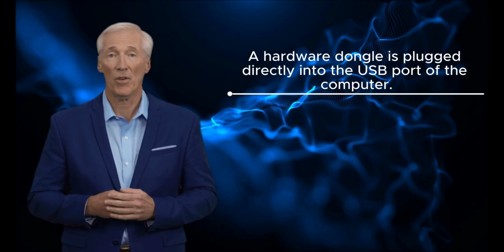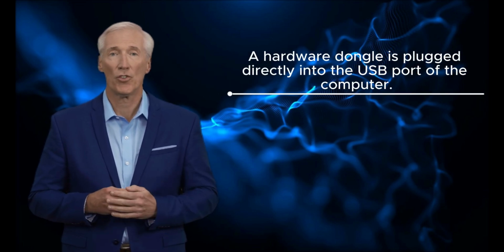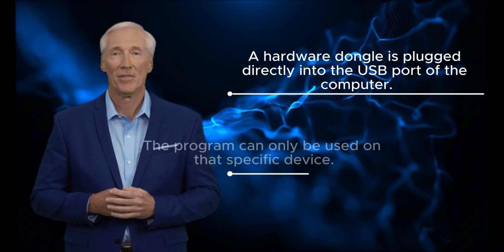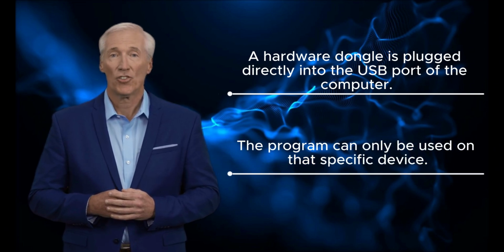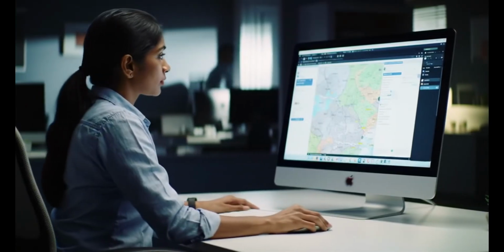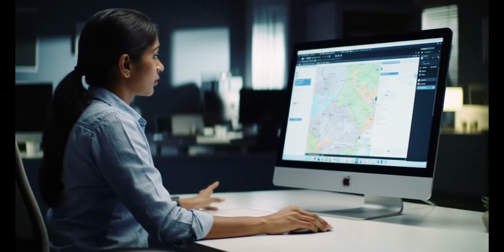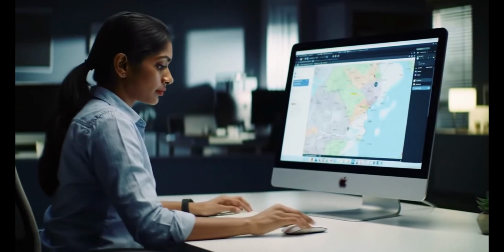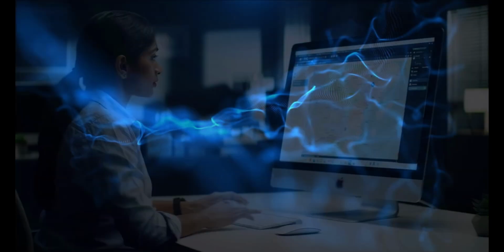Local license. This is the simplest and most commonly used option. A hardware dongle is plugged directly into the USB port of the computer. The program can only be used on that specific device. Example in practice: if you're the only cartographer in the office, a local license will be fully sufficient.